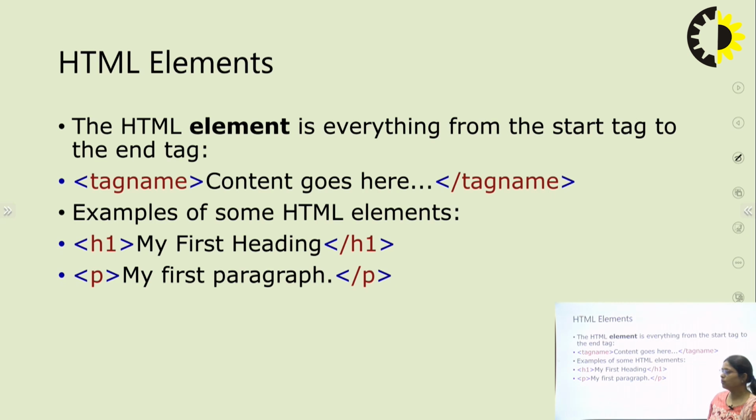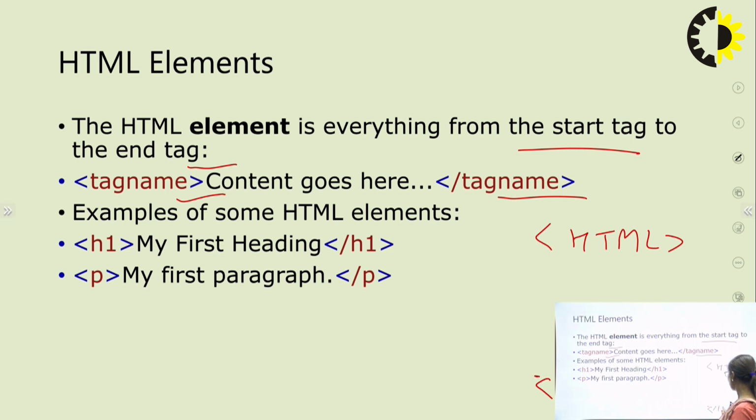Now we have used some HTML elements, that is, everything from the start tag to the end tag. As I have already told you, each and every element which we start will end with the end tag. First we give the tag name, and it will close with the tag name. For example, if I am taking HTML here, this is your first tag. After finishing the HTML document, we will close this tag.